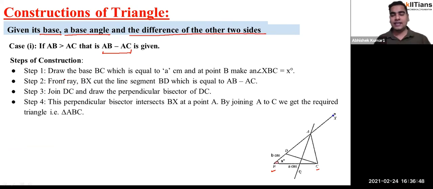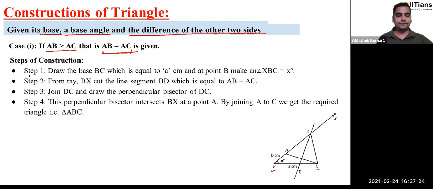And what is the second case? The second case is when you are provided AC minus AB. Are you getting this? In one situation, your AB is greater than AC, so we are provided AB minus AC. In the second case, your AC will be greater than AB, and we will be provided AC minus AB. So how construction can be done in that situation, that's what we are going to learn. First, the case where AB is greater than AC and you are provided AB minus AC, then how the triangle can be constructed.